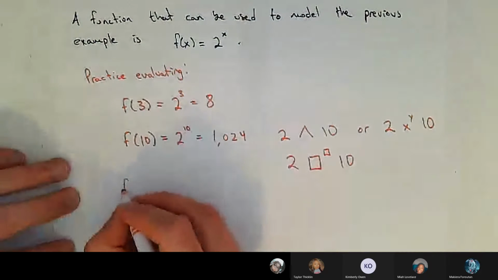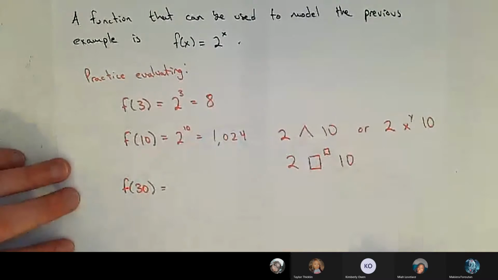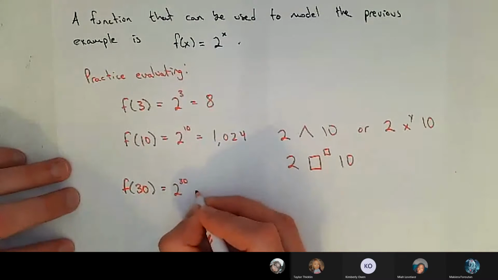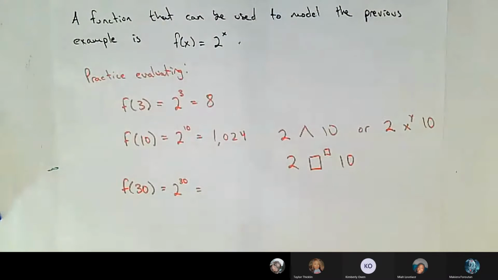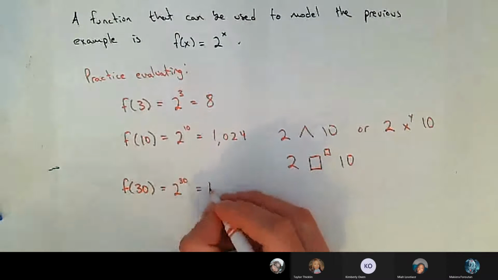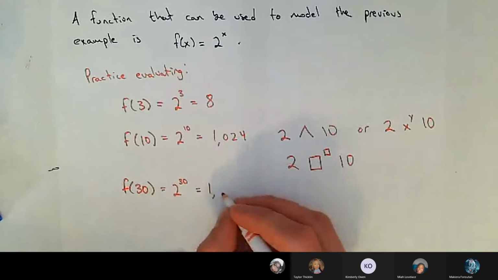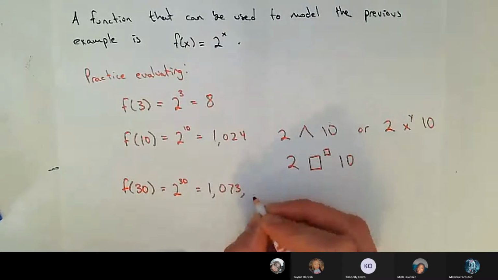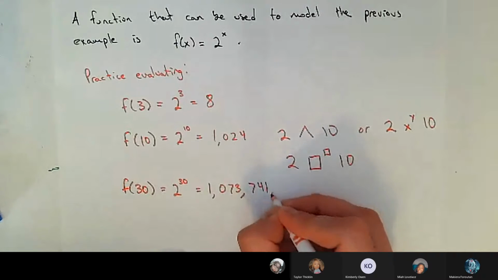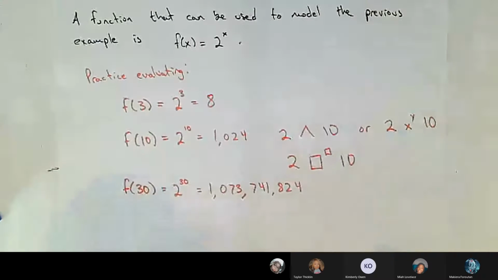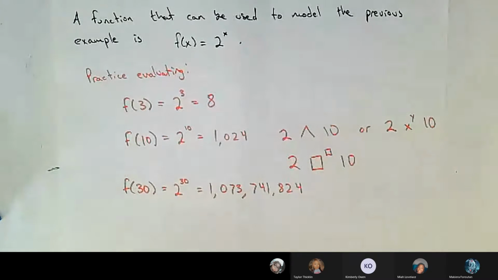Let's look at f of 30 now. Why not? F of 30 is going to be the same as 2 raised to the 30, and then we'll use this to compare to a polynomial function. This gives me 1,073,741,824. So all I'm doing here is just showing you how to evaluate a specific exponential function. And you should just make sure that you know what kind of button you need on your calculator to be able to type this in to get this answer.